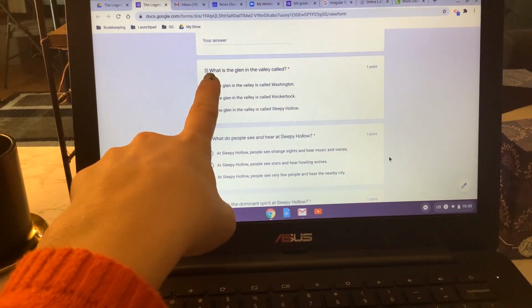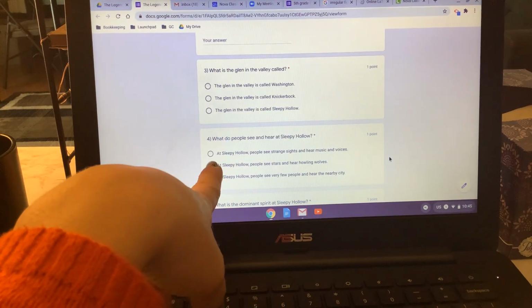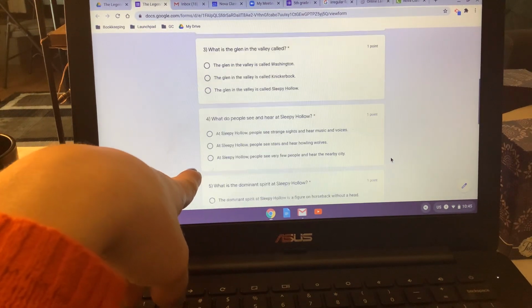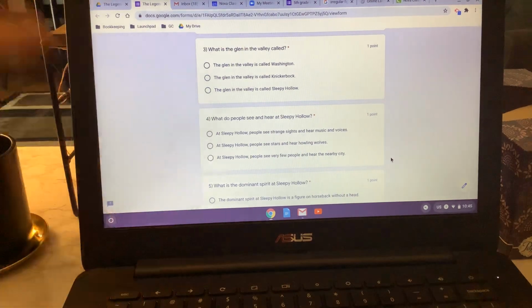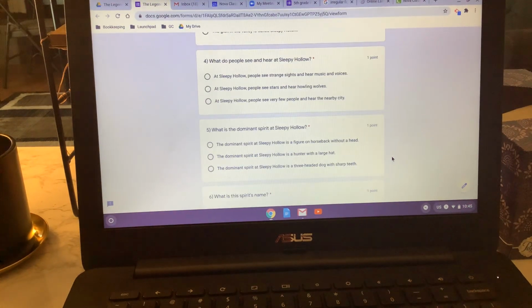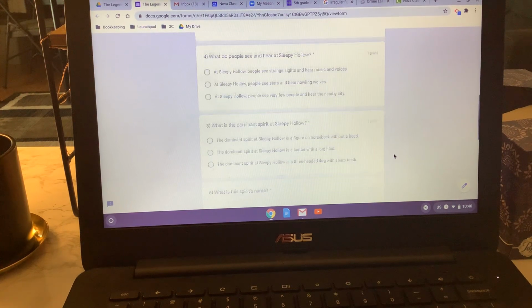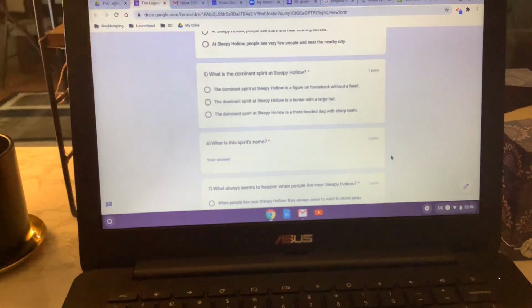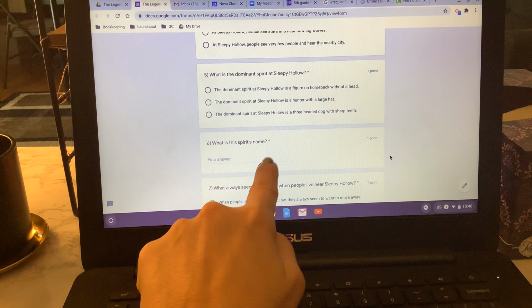3, what is the glen in the valley called? 1, 3, these are directly answered by the text. 4 is directly answered by the text. What do people see and hear at Sleepy Hollow? 5 is directly answered by the text. What is the dominant spirit at Sleepy Hollow? 6, what is this spirit's name? So complete sentences. This spirit's name is.